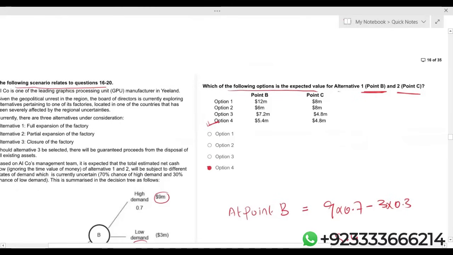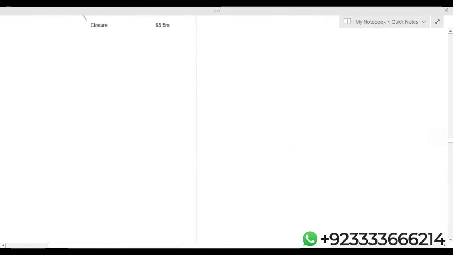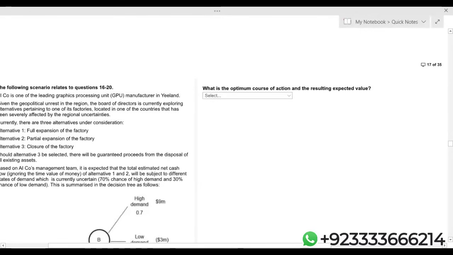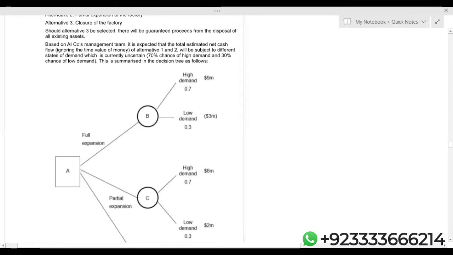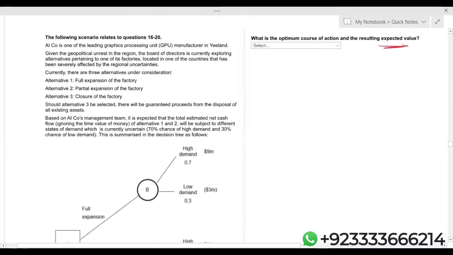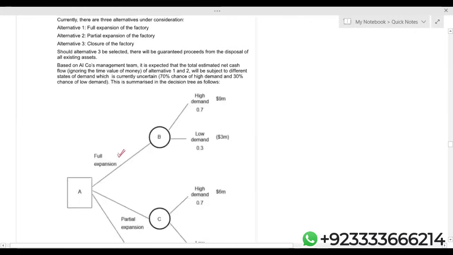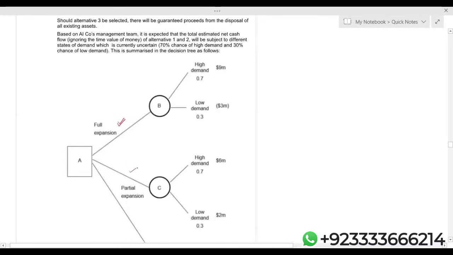Simply, we were required to calculate expected value at point B and expected value at point C. Okay, let's see. Now, what is the optimum course of action and resulting expected value? Obviously, in your main paper, there will be number of options, but let's try. Actually, they have not given us any information here. Full expansion, how much cost we have to bear? They have not given us. Partial expansion, what is the cost? They have not given us.